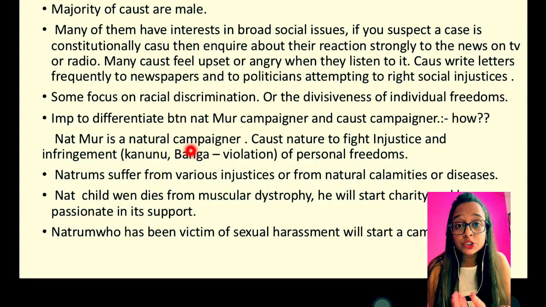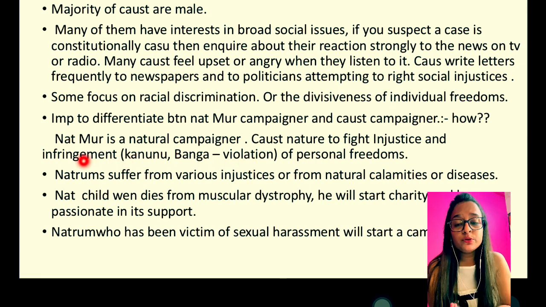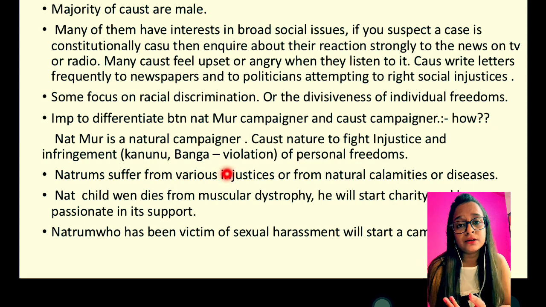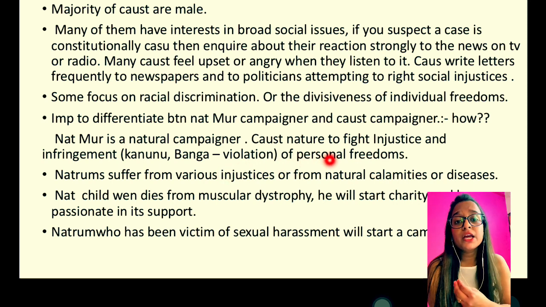Natrum is a natural campaigner. Causticum's nature is to fight injustice and infringement. Infringement means it is kanunu, a bhanga, which means violation. Causticum cannot tolerate violence, or any violence that is happening around them.